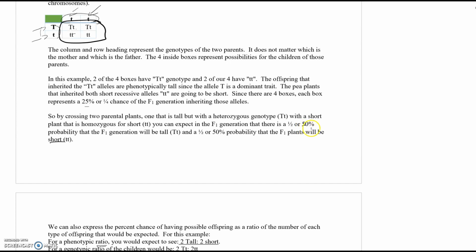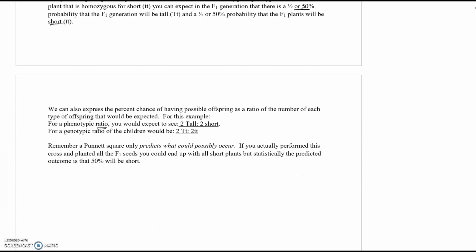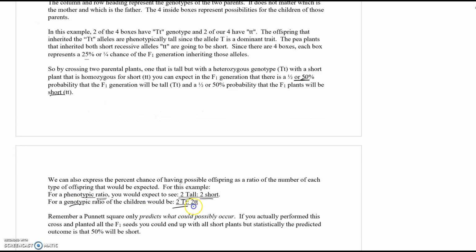So for percent chances here, 2 out of our 4 boxes are big T little t, so we would expect to see 50% of our offspring being big T little t, or tall. And we would expect to see the other 50%, the other 2 boxes, being little t little t, or the short phenotype. We can also express this as a ratio. We would expect to see 2 tall for every 2 short offspring. If we, say, had 100 offspring, if we saw 2 tall, then the next 2 would be short, and so on. And we can do that for genotypes as well.